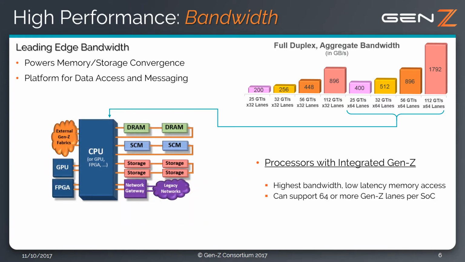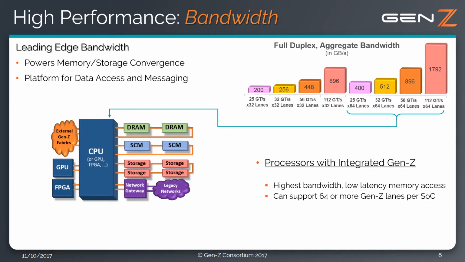Now, the number of Gen Z lane pairs that the CPU supports can double or more. We demonstrate this by using 64 lane pairs for a typical CPU configuration, which corresponds to the rightmost bars in the bandwidth chart. Future CPUs and SoCs may even support more Gen Z lane pairs.